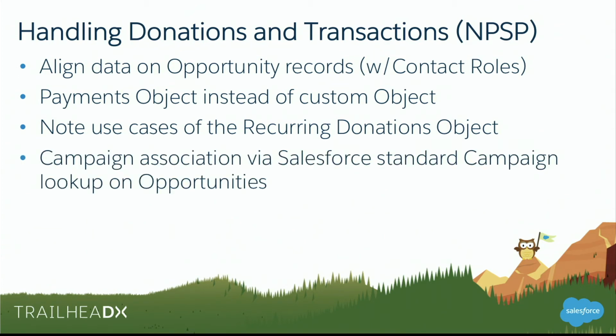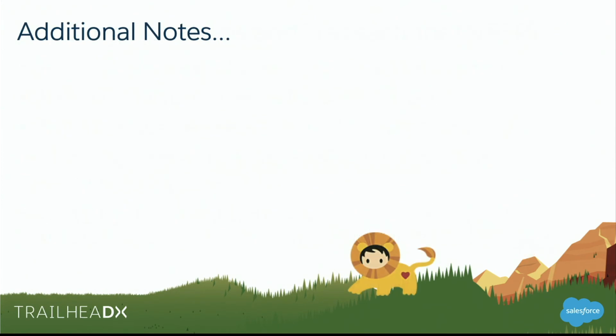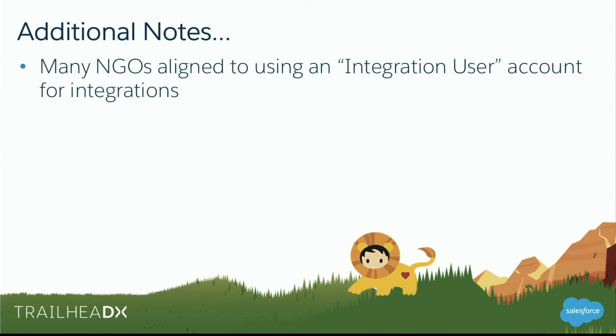We do use campaigns through standard campaign lookups on opportunities. And lastly, campaigns, explicitly for nonprofits, because this is where the Nonprofit Success Pack is geared. Campaigns are a linchpin object for nonprofits. They use them for everything. They use them for events, for fundraising tracking, for direct mail. So if you're pushing data in and out of Salesforce, know that one of the linchpin objects for our customers is indeed campaigns.